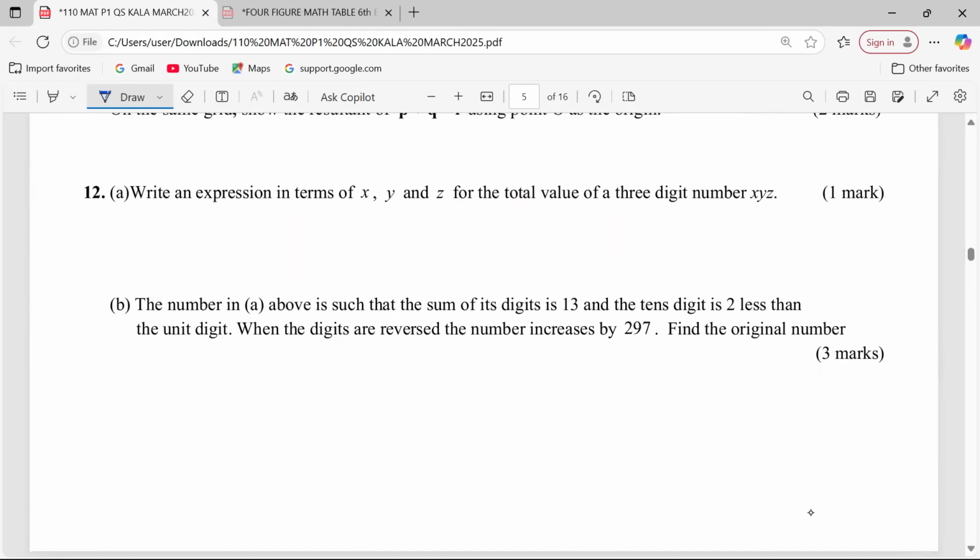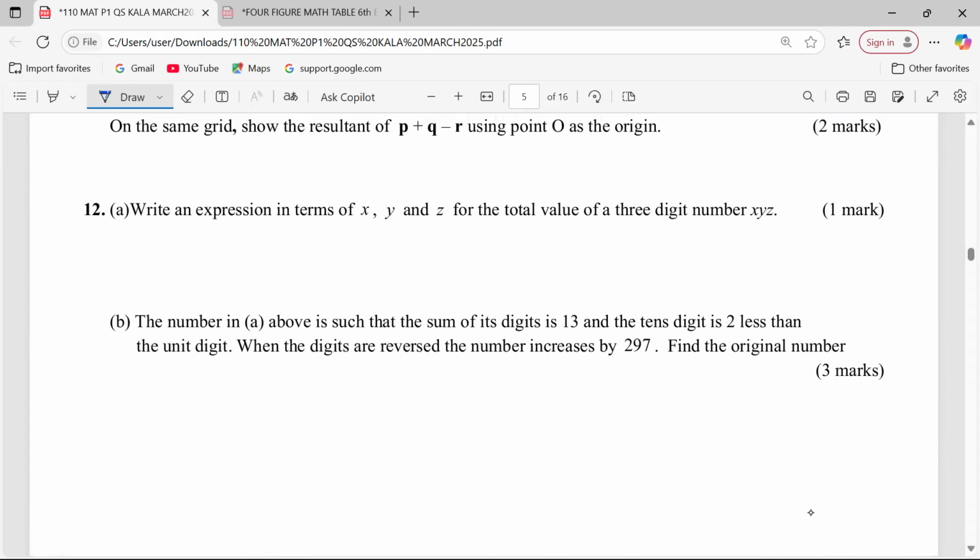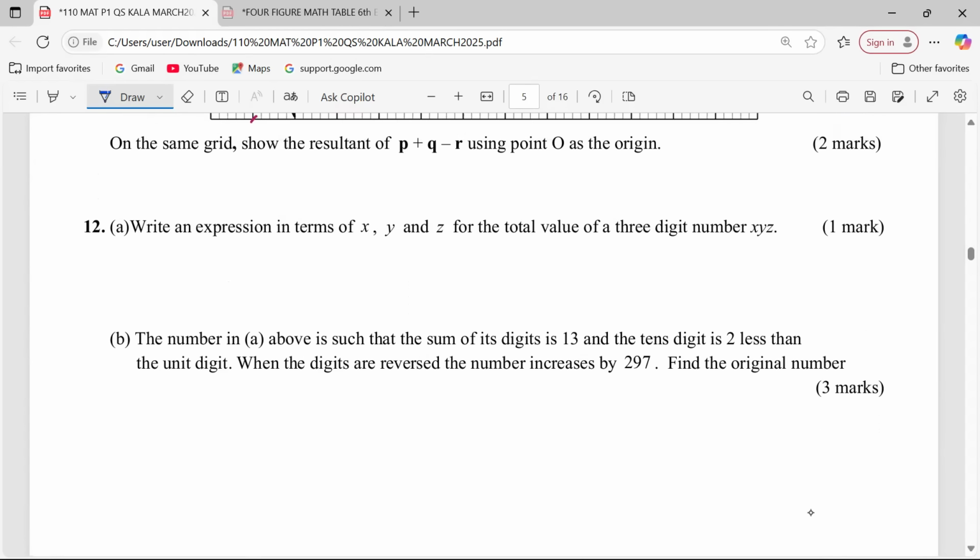Number 12 now. We are now at number 12. Again, a very good question. The examiner is telling us to write an expression in terms of X, Y, Z for the total value of a 3-digit number, XYZ. So if we have a 3-digit number XYZ, it means Z is at ones. So the value of Z is Z times 1. The value of Y, which is in tens, should be Y times 10. And the total value of X should be X times 100 because it is on the hundreds position.